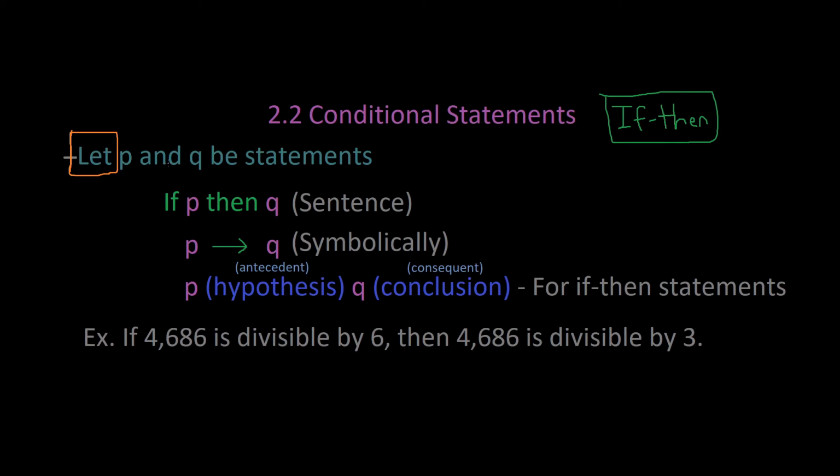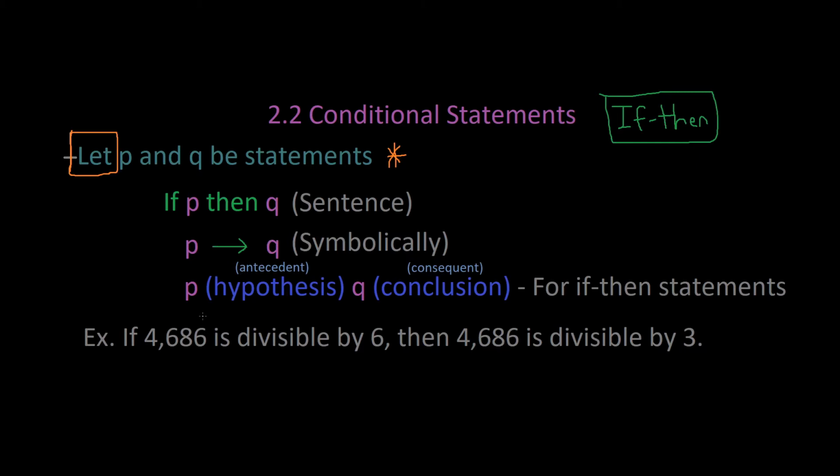We're going to say, let P and Q be statements. We remember P and Q; we're pretty familiar with that. And then we're familiar with "if P then Q" being a sentence. This is our if-then format for P's and Q's: if P then Q. Here's the symbolic way we're going to say it: P implies Q. And we're going to figure out how to say this another way right now.